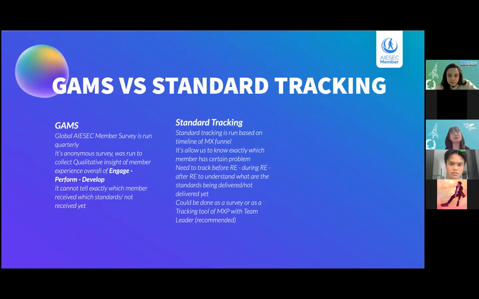Then when they get approved, we need to track the standard. Did you receive this kind of thing before you start the experience or not? And if after 10 days of realization, for example, they still have not received this, then it's going to be a problem that we bring forward to talk with the team leader.